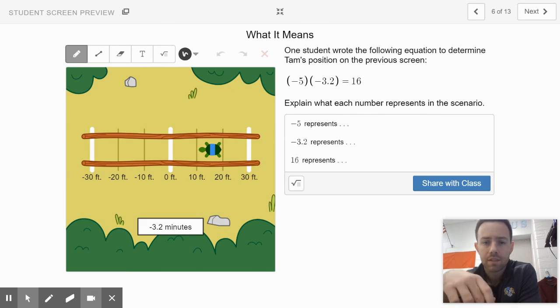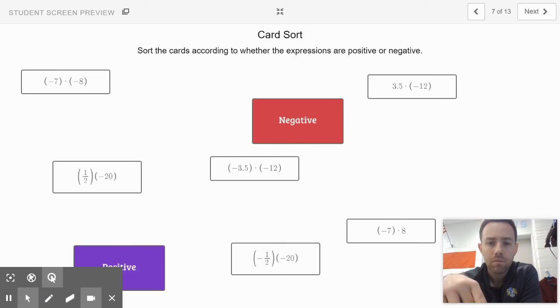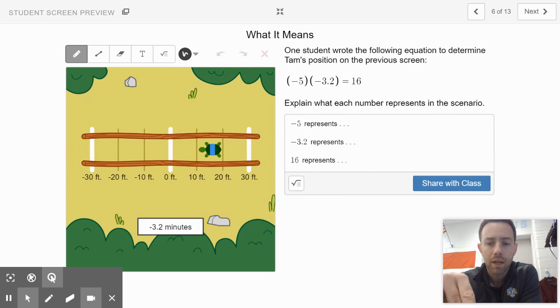Awesome job. On slide 6, it says what it means. It says one student wrote the following equation to determine Tam's position on the previous screen, so where he was 3.2 minutes ago. Your job is to try to explain what you think the negative 5 means, what you think the negative 3.2 represents, and finally what you think the 16 represents on slide 6. Okay, so I want you to go work on slide 6 and then come back to Edpuzzle.